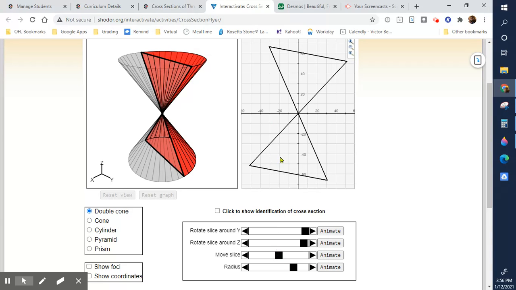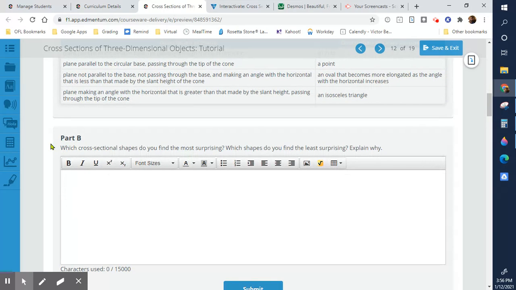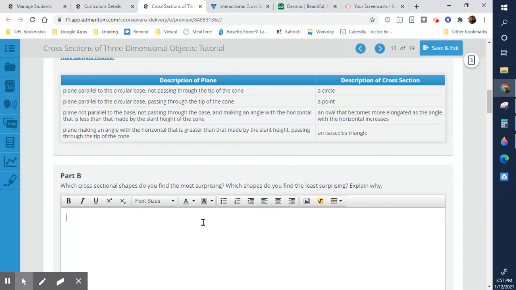The cross-section shapes, what do you find surprising? The isosceles triangle is surprising because the other ones had curves. Also, I didn't read the directions well. It's a good time to be honest. Like, why did you find this surprising? Because I didn't read the directions.